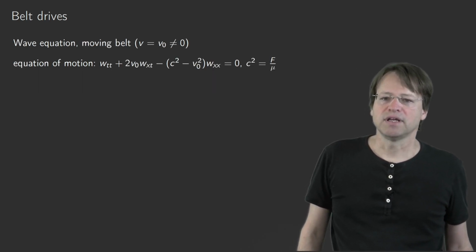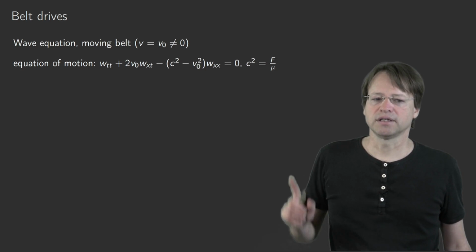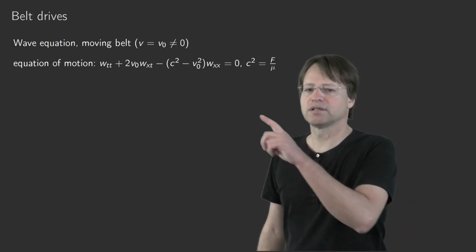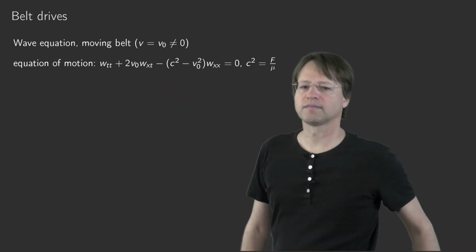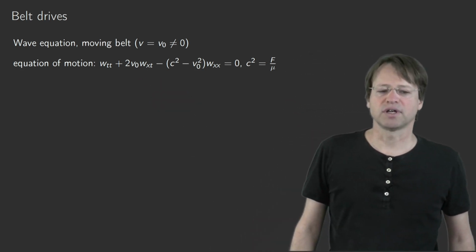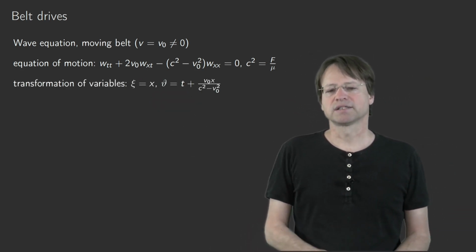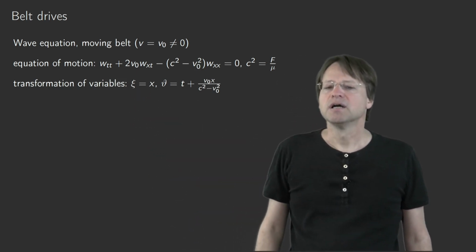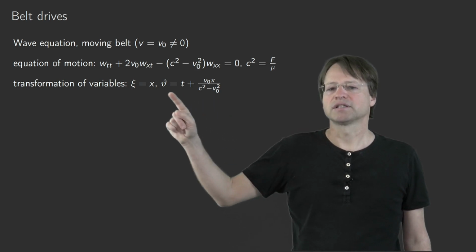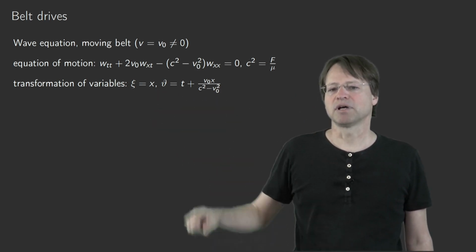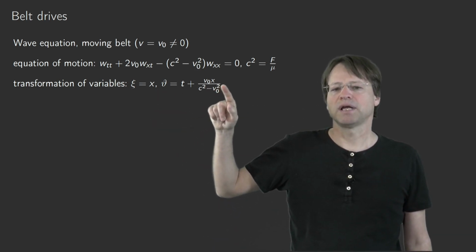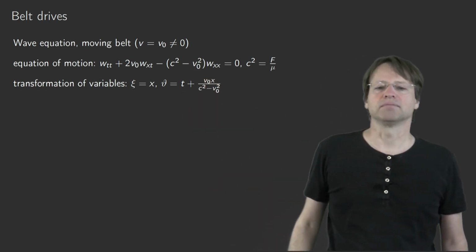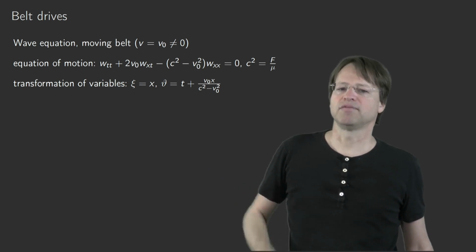Let's start with the wave equation for the moving belt, that equation, and for the transformation of variables in order to get rid of this term here, with the mixed derivative, I would propose the following. Let's fix space x, but let's work with the space-dependent transformation of the time variable.